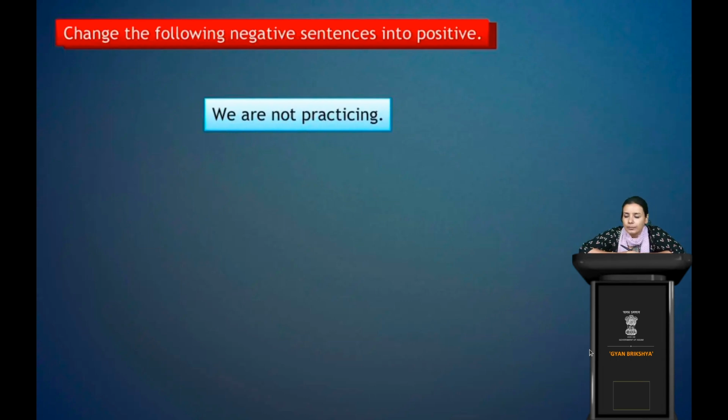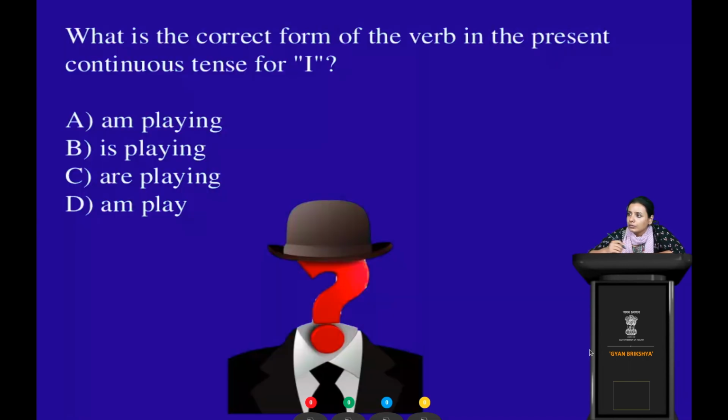Now here's a question time, students. Try to answer this carefully. So the question is, what is the correct form of the verb in the present continuous tense for I? So what would be the present continuous tense, students, for I? I have already discussed in the previous topic. What would be that? Okay, I have started the timer. Think about our previous topics and just try to recall.